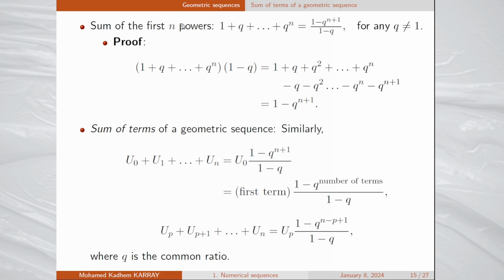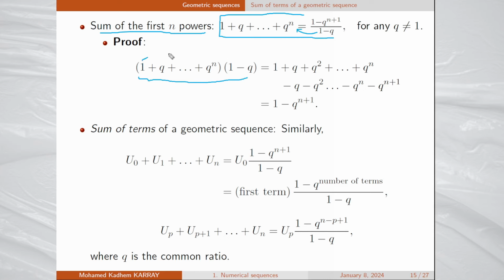But as for arithmetic sequences, we begin with a first simple formula. Indeed, here we need the sum of the first n powers, 1 plus q up to q^n, which is equal to this expression here. In order to build this formula, it is enough to multiply 1 minus q by this term here, and this product will be made in the following way.